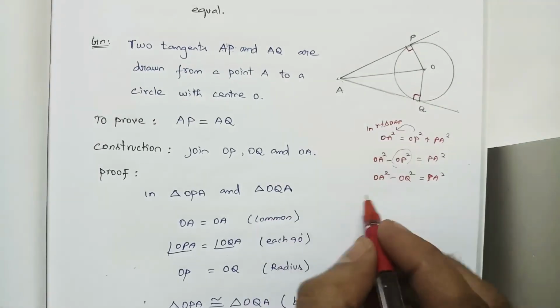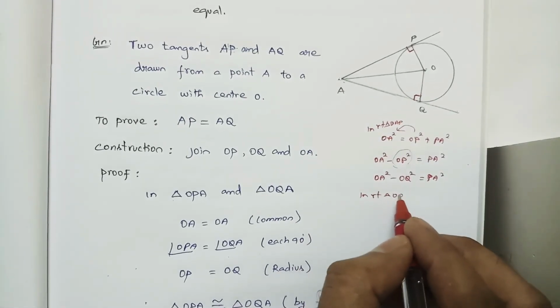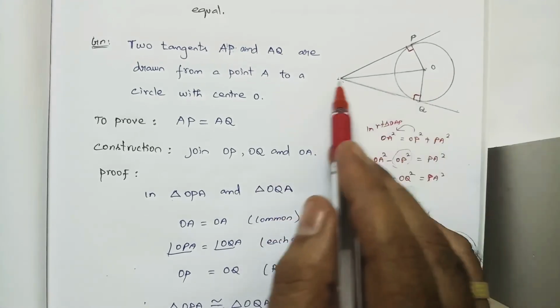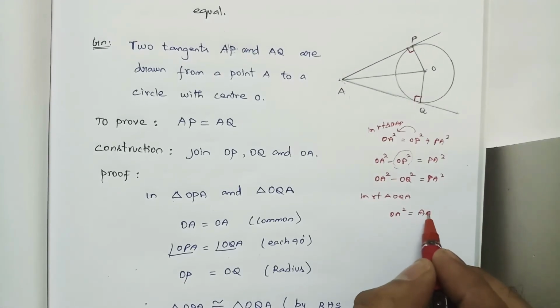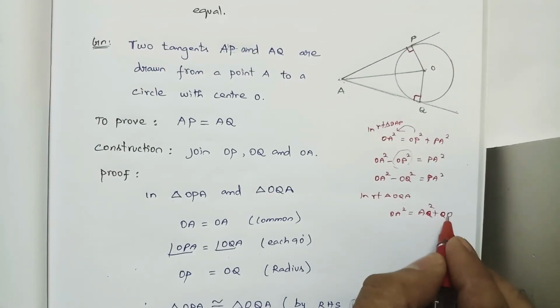Next, I am taking right triangle OQA. Then OA square is equal to AQ square plus OQ square.